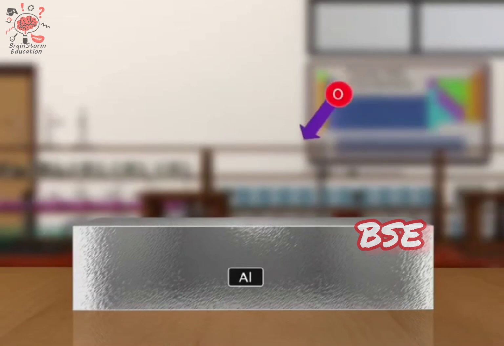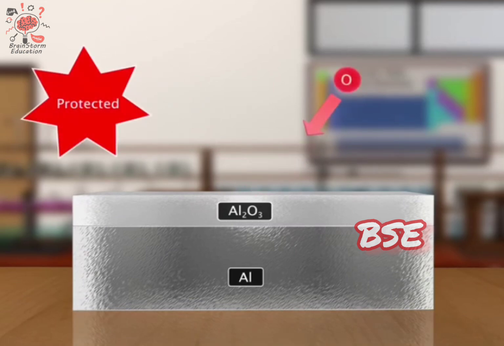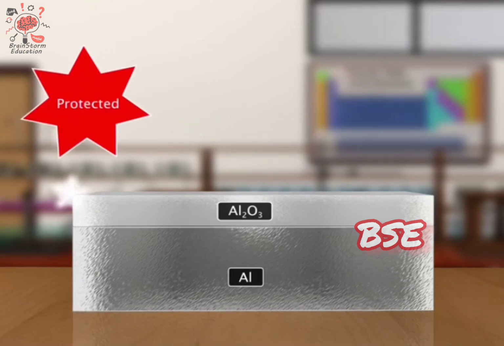On exposure to air, aluminium forms a white layer because of its reaction with oxygen. This white layer is a layer of aluminium oxide, also called white rust. This oxide coat over aluminium protects the metal from further rusting or corrosion.